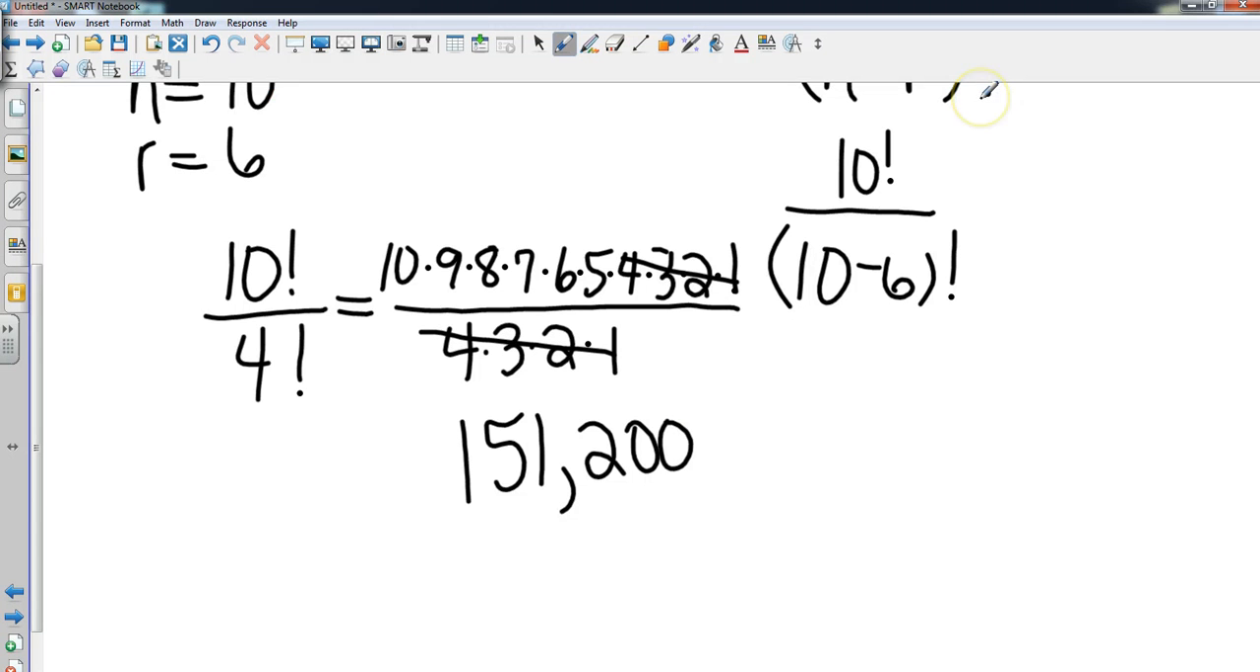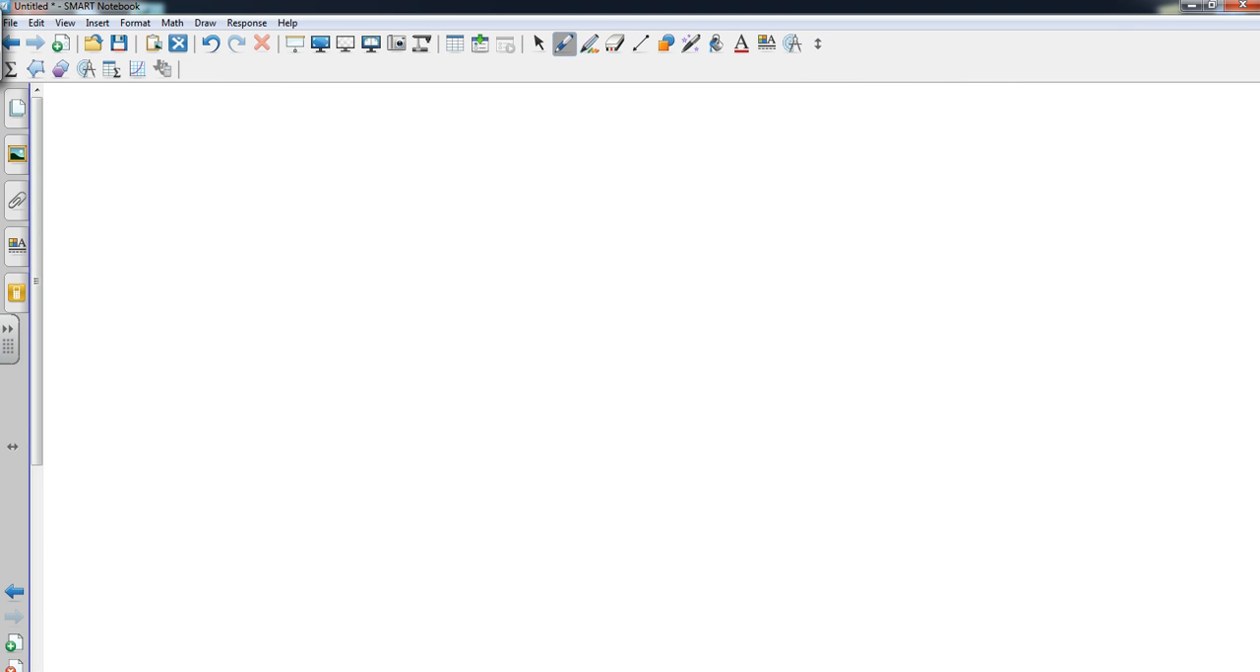Okay, so that's something where order is important. Now we're going to go into combinations where order is not important. Okay, so we're going to look at combinations. This is going to be example number 4 on page 766.